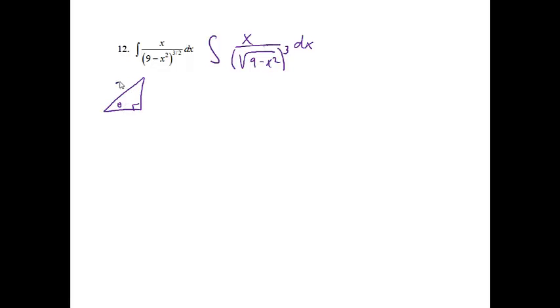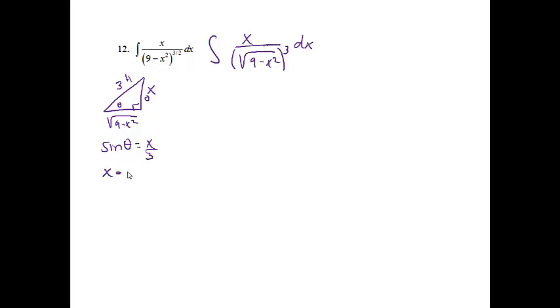So if I set up my triangle, theta, our hypotenuse will be 3. One of our sides will be x. We'll just have that be the vertical side. And then we've got the square root of 9 minus x squared. So then from here, I'm going to start with x. I have opposite and hypotenuse, so I'm going to be using sine. So I'll have the sine of theta is equal to x over 3.